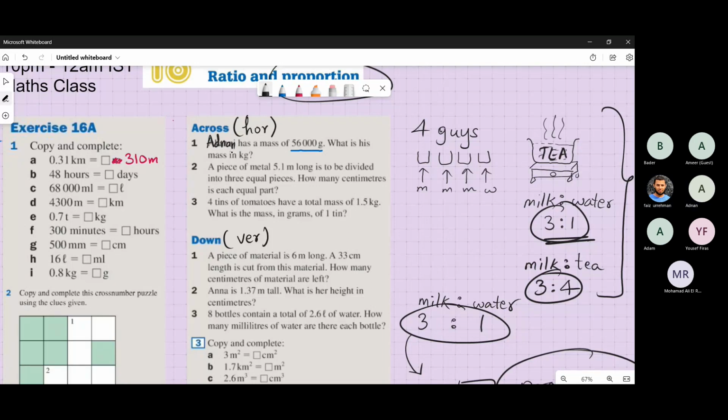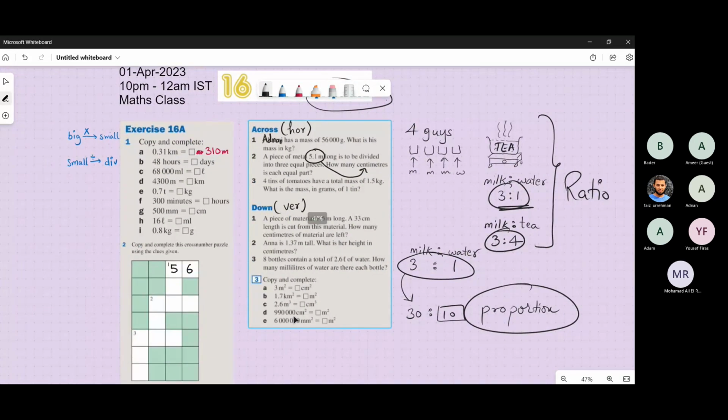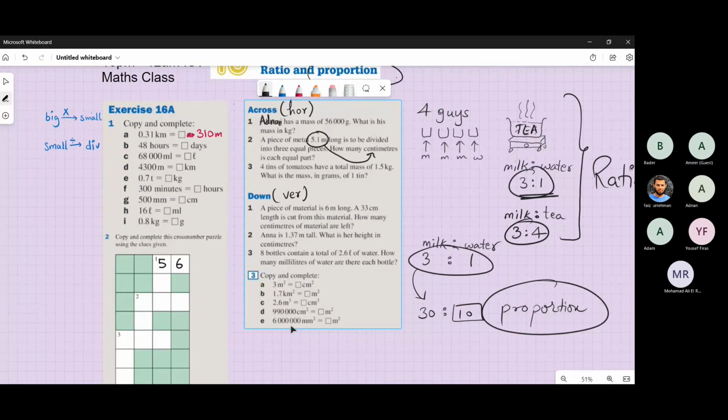Adnan has a mass of 56,000 grams. What is his mass in kg? Who can tell? 56. Yes, how can you tell? Divide by 1,000. So 1, 2, and 3. So your answer is 56. So we will put 56 here. Next question. A piece of metal is 5.1 meters long. When you convert to centimeters, what do you get? 510. Very, very good.